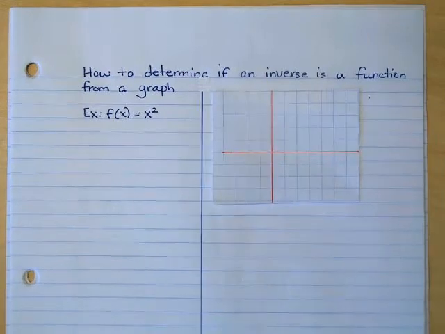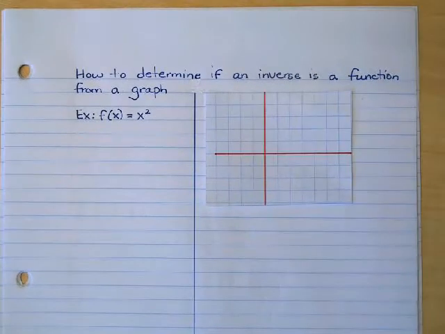Okay, so here's the last thing that we need to learn in section 5.2, and that is about how do you determine if an inverse is a function from a graph. Remember that we had the vertical line test that we could tell if something was a function just by looking at it? That's what we're going to look at right here.